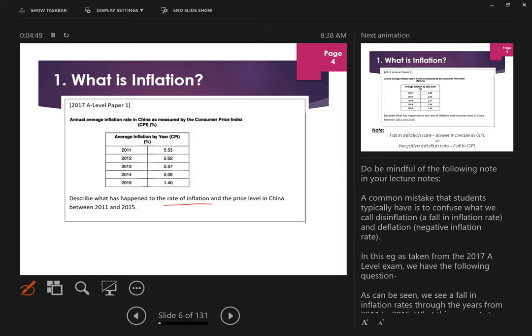price level in China between 2011 and 2015? So when we ask this question, what happened to the rate of inflation, and then the price level of China? Based on what you see, what's happened to the general price level? Has it been decreasing, or has it been increasing?